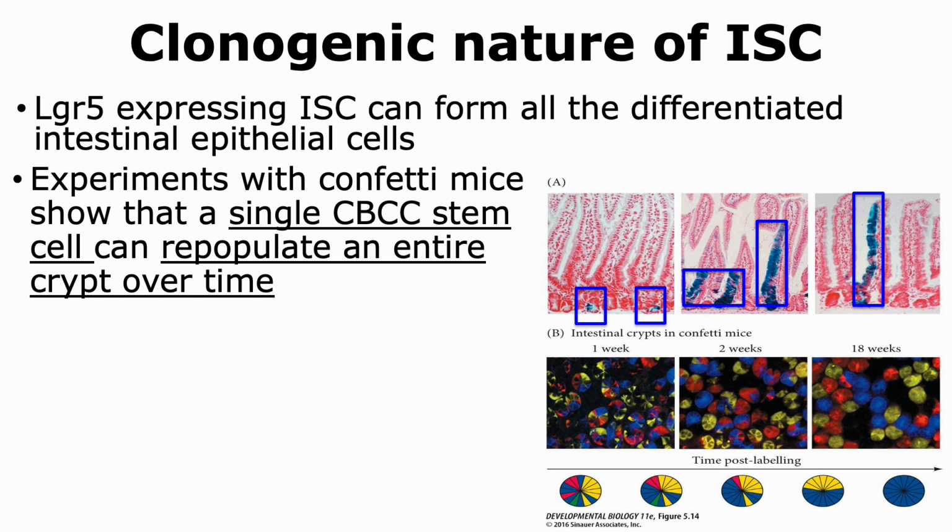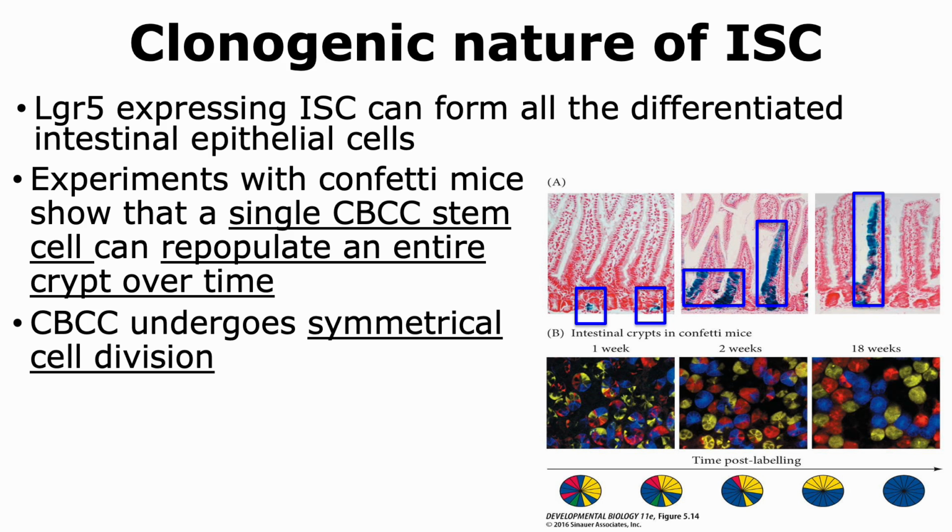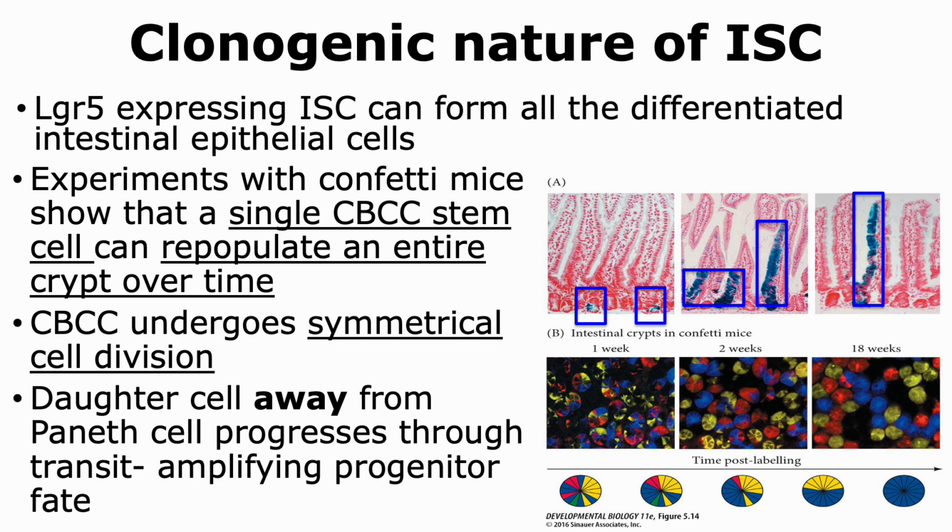We can also see that in the lower panel of the figure, where the blue cells are the ones that are the CBCC stem cells or arose from the CBCC stem cells. The CBCC undergoes symmetrical cell division. So what that means is when the CBCC stem cell undergoes cell division, both cells that are formed are the same in nature. So they form as the same type of cell. However, their location specifies whether they will be a stem cell or they are going to undergo differentiation.